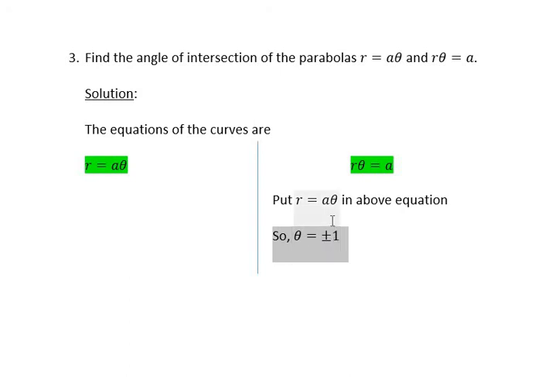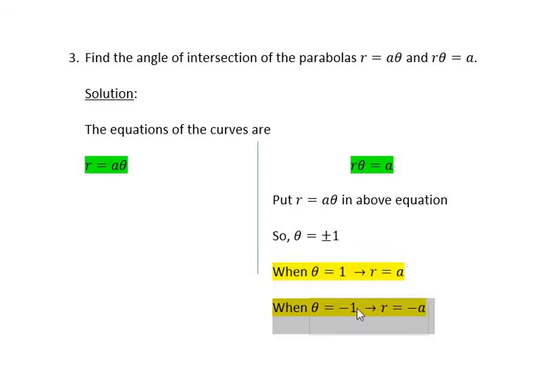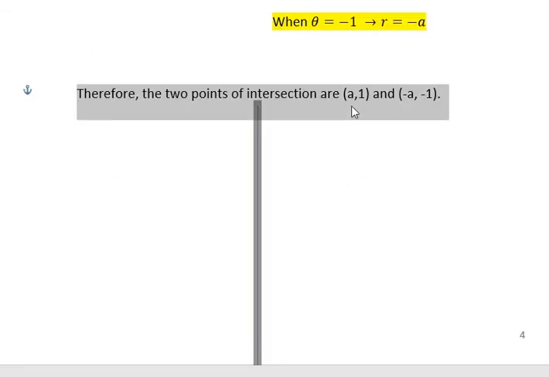Calculate the r value when θ = 1 and -1. When θ = 1, we get r = a. Similarly, when θ = -1, we get r = -a. Therefore, these two curves cut at 2 points of intersection, that is (a, 1) and (-a, -1).